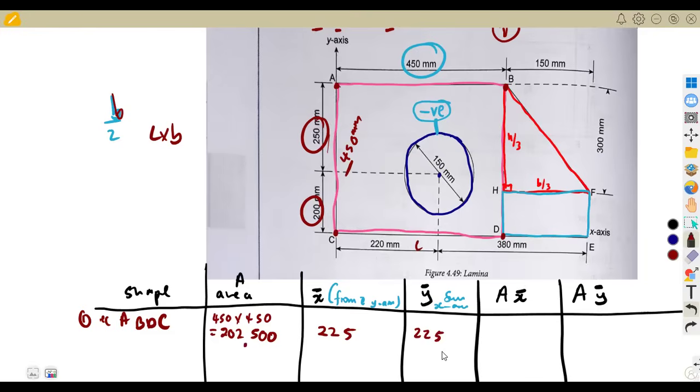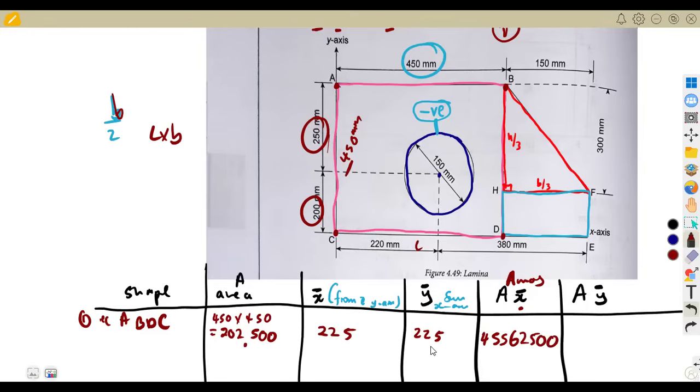Then we multiply area times X value. So we are multiplying there. Take note. Area times the X, this is what we have. This is our area moment for Y, as we know, but this is area times X. So if we multiply this, there are a lot of values here, guys. 4, 5, 5, 6, 2, 5, 0, 0.